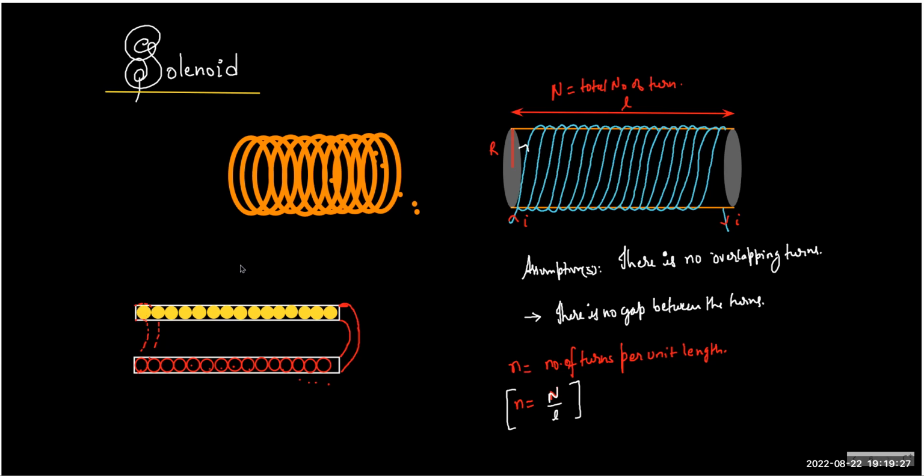Is it possible to draw this? So current is going into the plane, and it is coming out of the plane from the bottom edge, right? So the dot and the cross are representing what? The direction of current, actually.